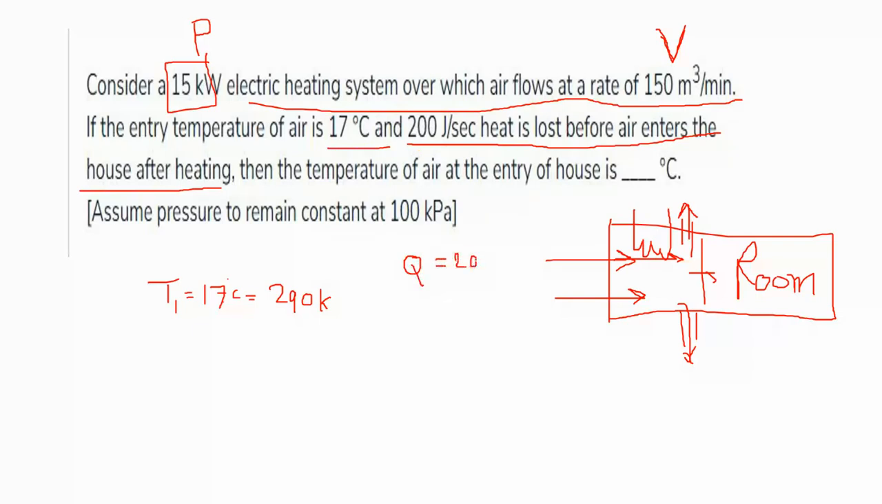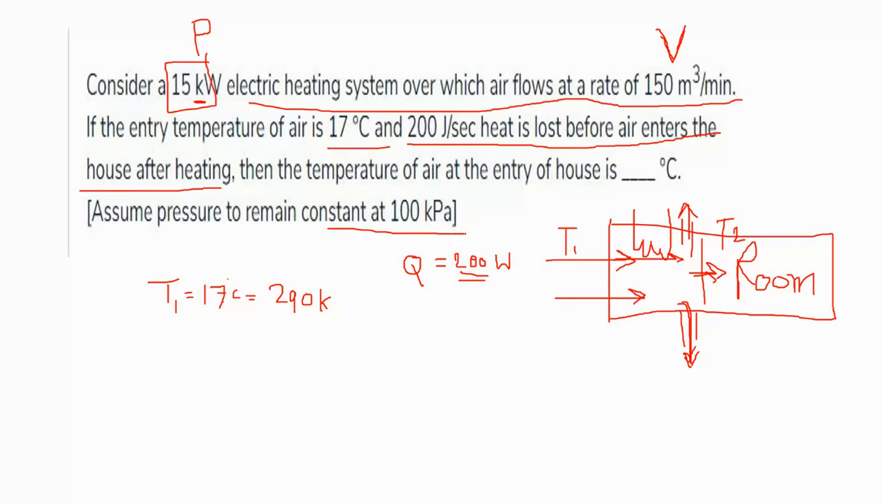And here the power supply is given in kilowatt. So we have to find the temperature of air at the entry of the house. This is the T1 where the air is entering and getting heated over the heating coil, and before entering there is some loss of heat, and then air is entering the room, that is the T2. Assume the pressure remains constant at 100 kilopascal.